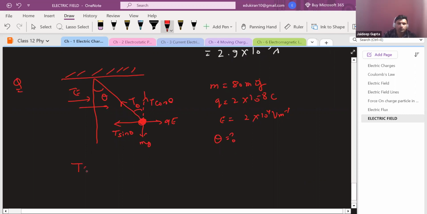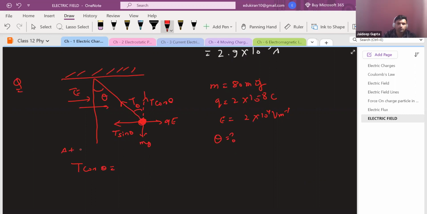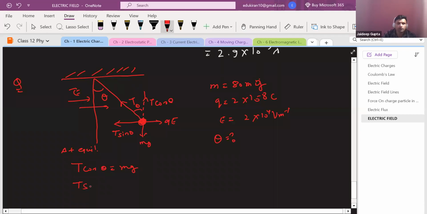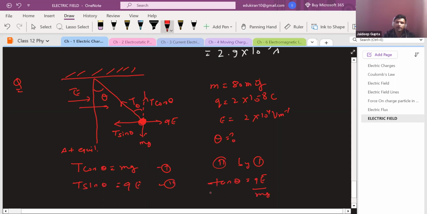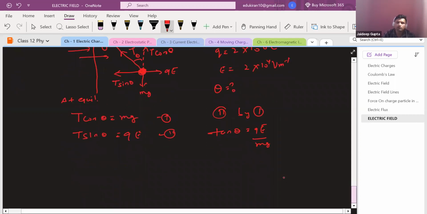So we can use T cos theta, if the pendulum is in equilibrium. At equilibrium, T cos theta must be equal to mg and T sine theta equals QE. This is the first equation, this is the second equation. Now second divided by first, it will come out tan theta equals QE over mg. All right, Iram, till here? Yeah. So theta will come out tan inverse of QE over mg. Now substitute the values, you will get the answer.